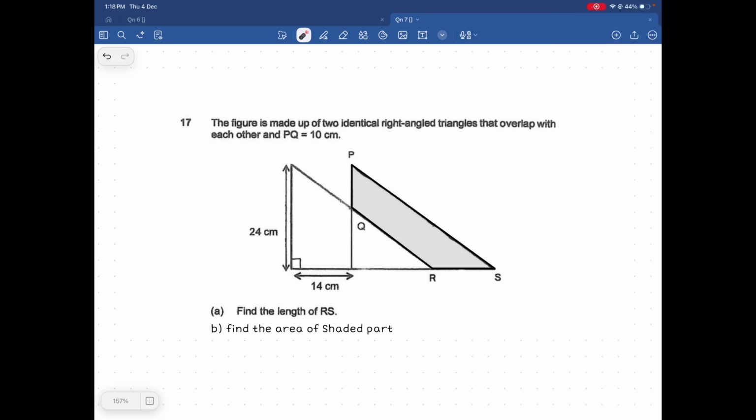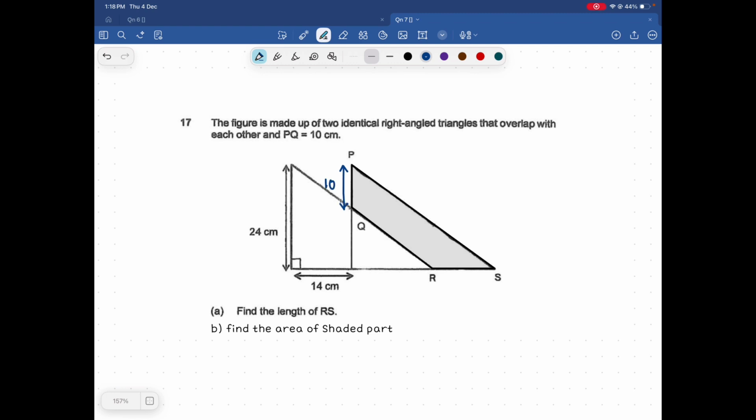Let's solve this question with me. The figure is made up of two identical right angle triangles, here one and the second one here, two, that overlap each other, and PQ is 10 cm. PQ, where is it? It is here, PQ. Let's add this information in.